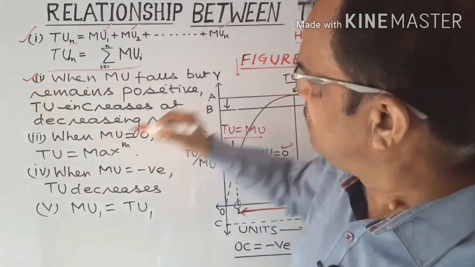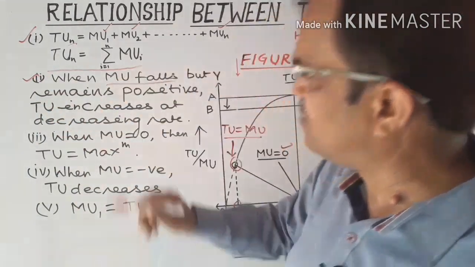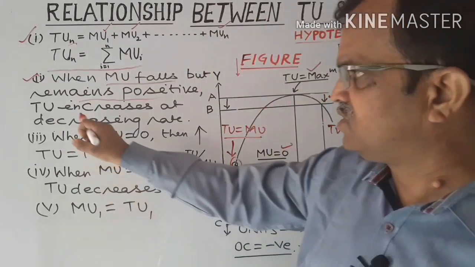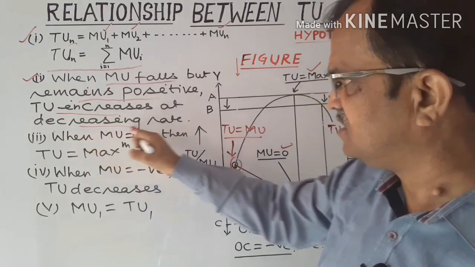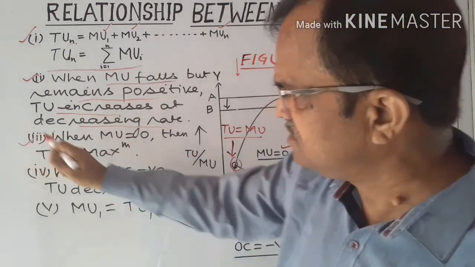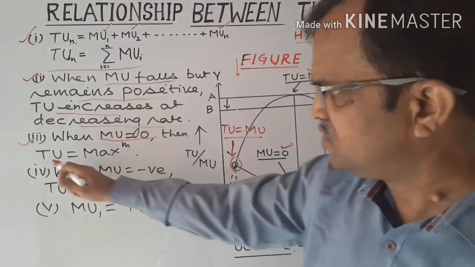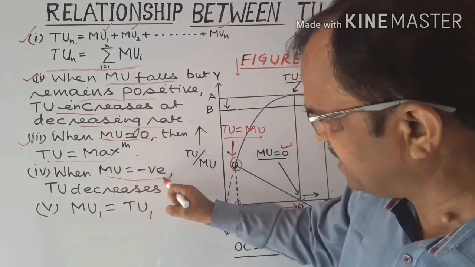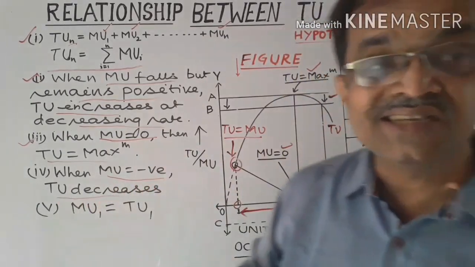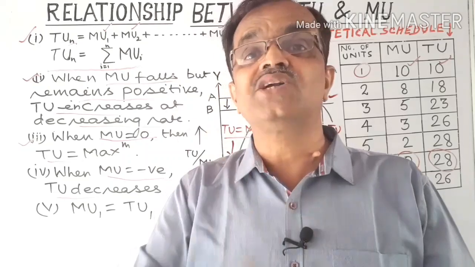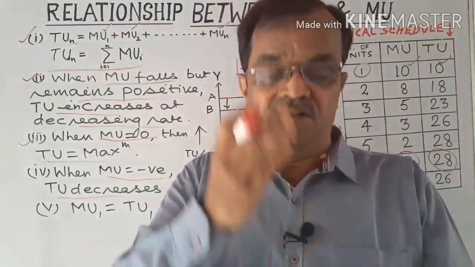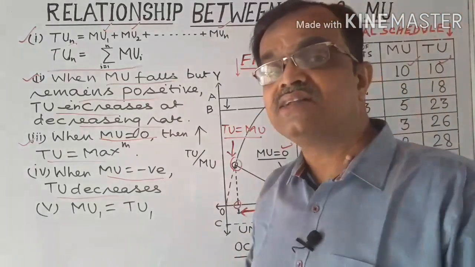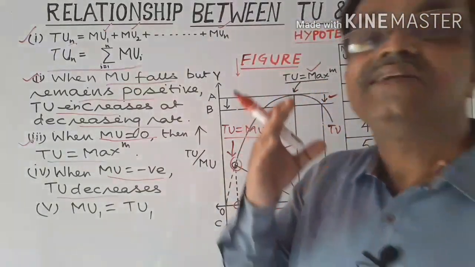Second one, number two, when marginal utility falls, marginal will decrease, but still it is positive, then total utility increases at a decreasing rate. Third, when marginal becomes zero, total is at the maximum. And number fourth, when marginal becomes negative, total utility decreases. It means total utility will not increase forever. It will reach its maximum point at a certain unit of consumption, and beyond that, if further consumption is continued, it decreases.